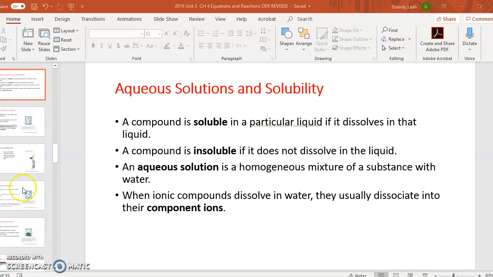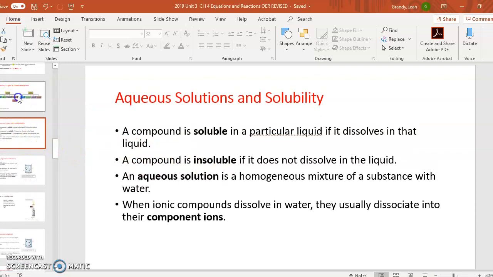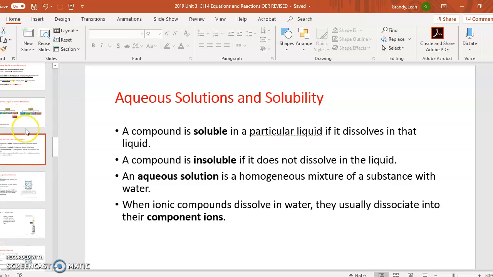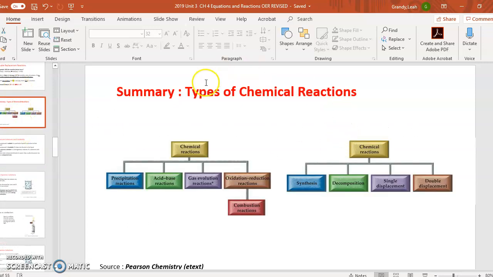So we've been looking, in previous videos, at reactions and equations, and here's a little summary of where we've been in former videos, and now I'm going to get into what are called precipitation reactions. We've dealt with synthesis, decomposition, single and double displacement replacement interchangeably. There's also a video on combustion and other types of combustion, which is a type of oxidation reduction reaction. So this video is going to deal with precipitation reactions.